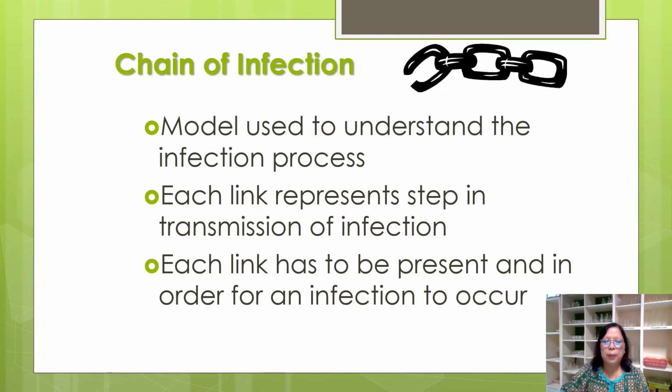Okay, the chain of infection is the model that was shown to you. It's usually used to understand the infection process, especially in the case of animals or specifically humans. Each link represents a step in the transmission of disease, and each link has to be present in order for an infection to occur.